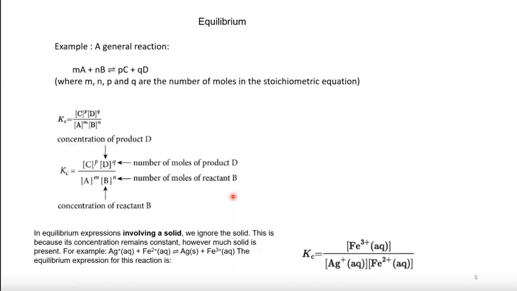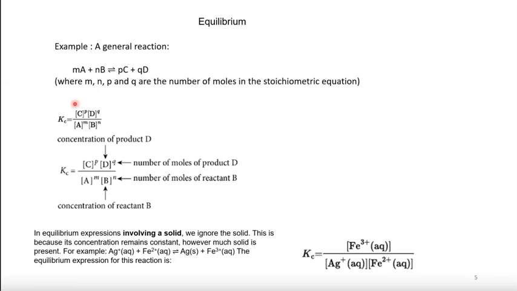Okay, then we go for this. How do we express the equilibrium constant? We take a general equation: m moles of A and n moles of B react together to form p moles of C and q moles of D, where m, n, p, and q are the number of moles in the stoichiometric reaction, and it is a reversible reaction. Now we find the equilibrium constant of this reaction.